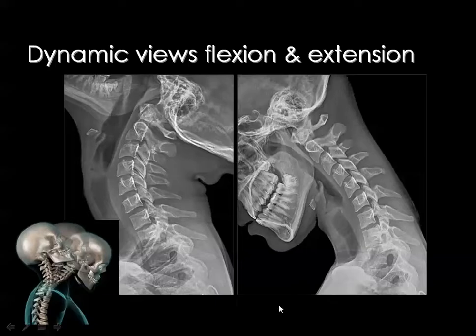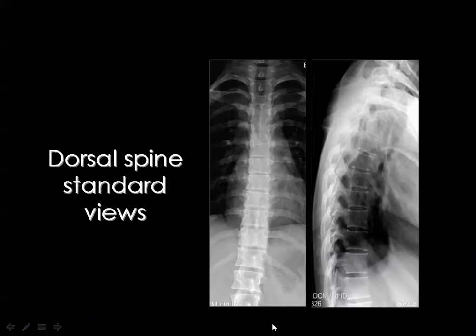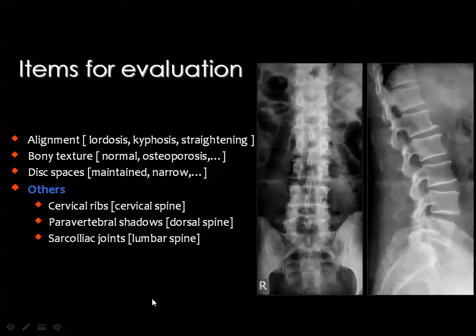Then we have the lateral view in the neutral position. Then we have a view during extension and another view during flexion. And we assess the vertebral alignment during these positions for any possible spinal instability. In the dorsal spine, we only have the anteroposterior view and the lateral view. We don't have other additional views in this particular segment of the spine.